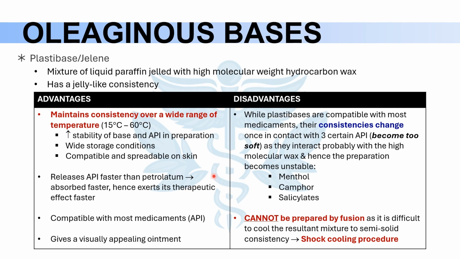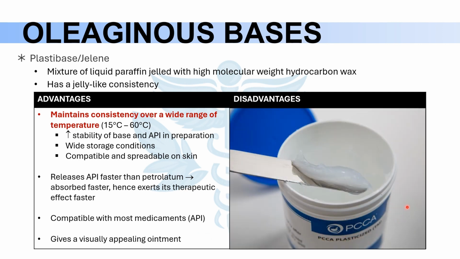Second of all, plastibases release the active constituent faster than petrolatum, and therefore the active constituent is absorbed faster and exerts its therapeutic effect faster. It is compatible with most medicaments, and this is amazing because remember when we talked about the ideal properties of an ideal ointment base? This was one of them, and this is very important. And also, it gives a visually appealing ointment. Like, look at this picture here. Plastibases are white, they're smooth, they have a visually appealing ointment, and therefore they can also increase patient compliance.